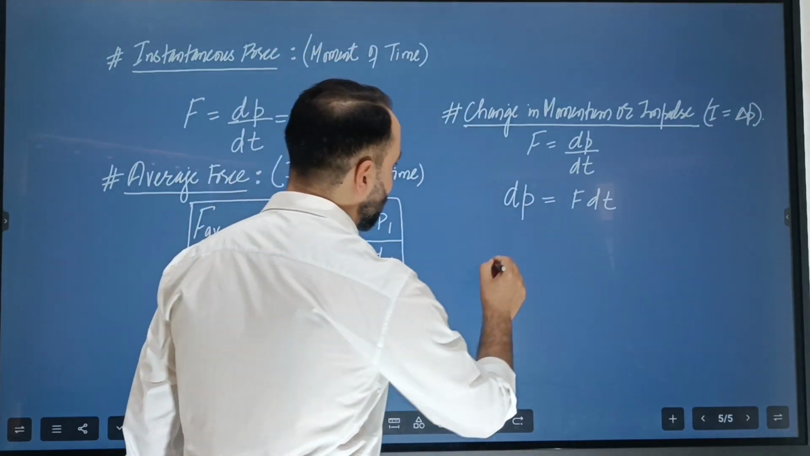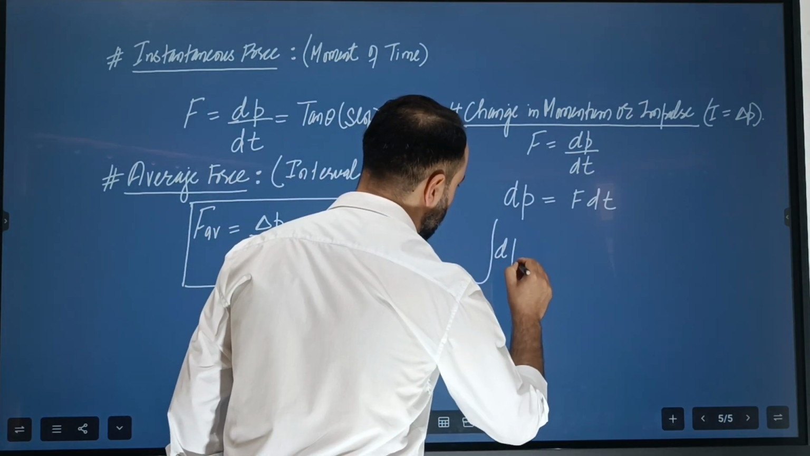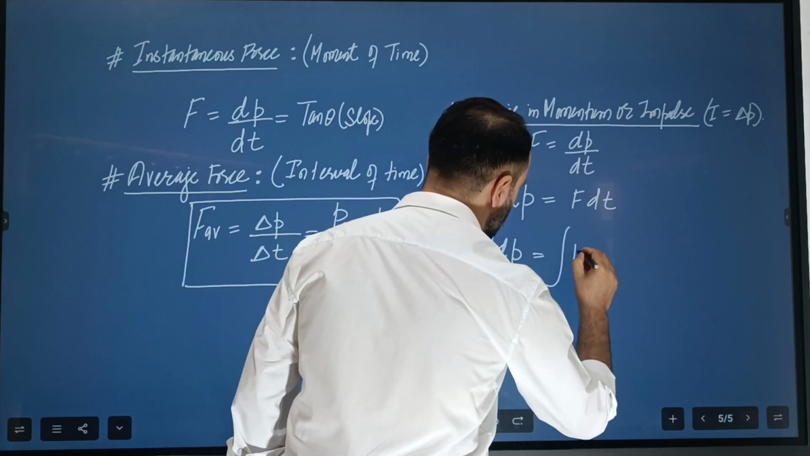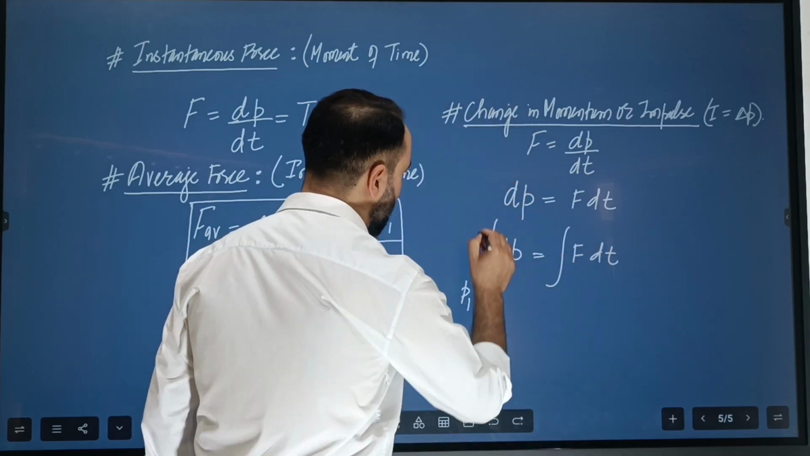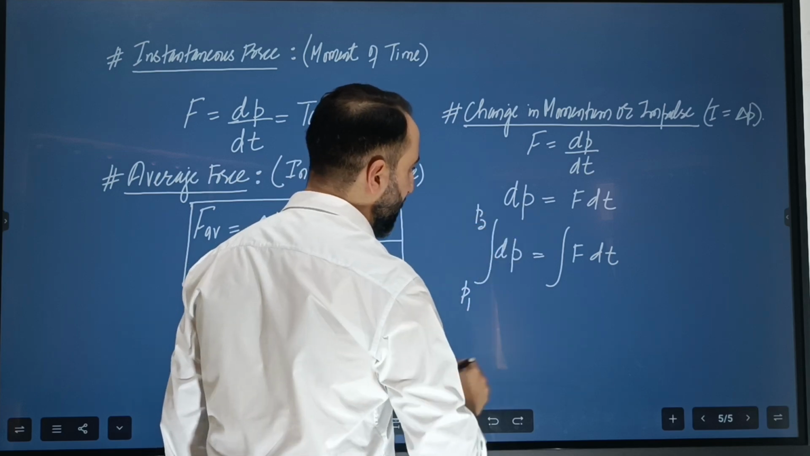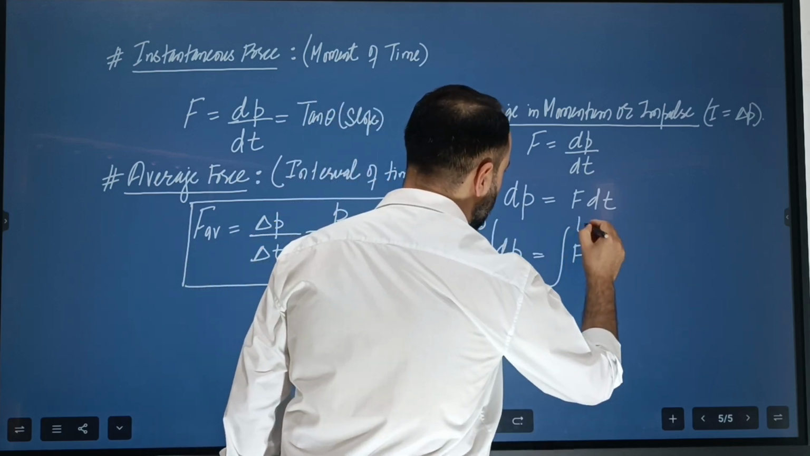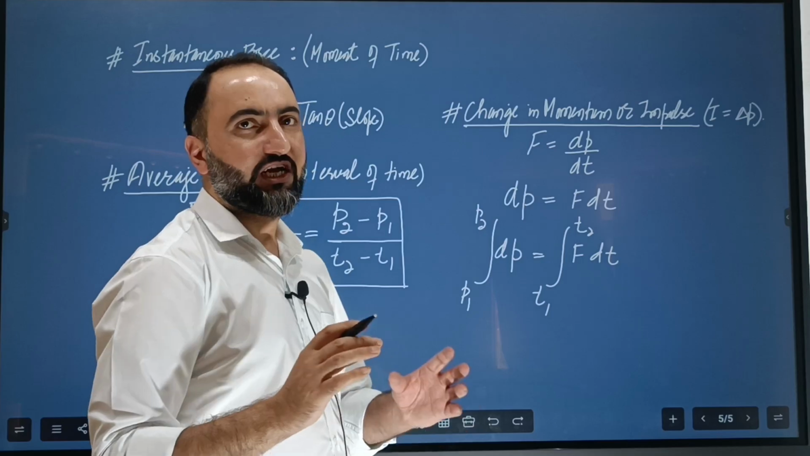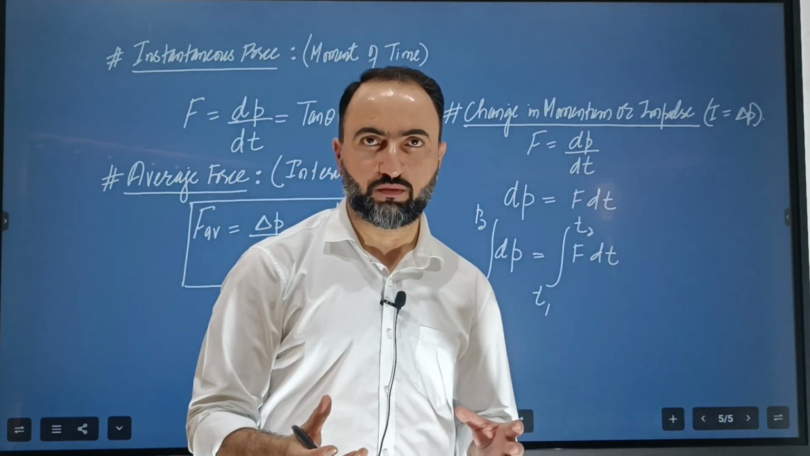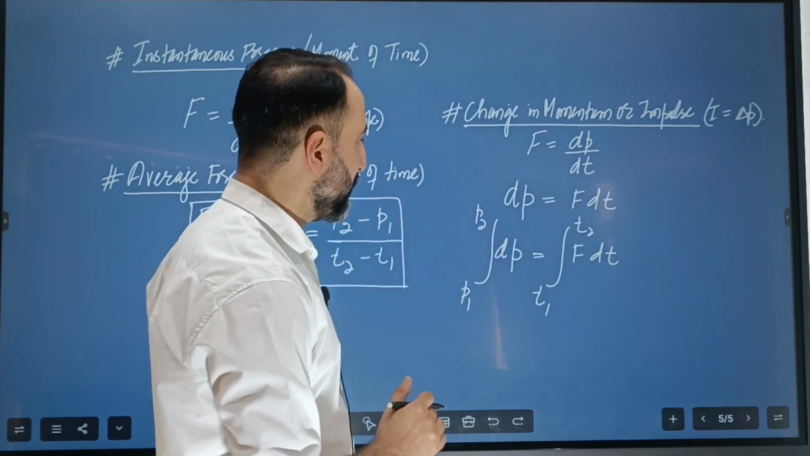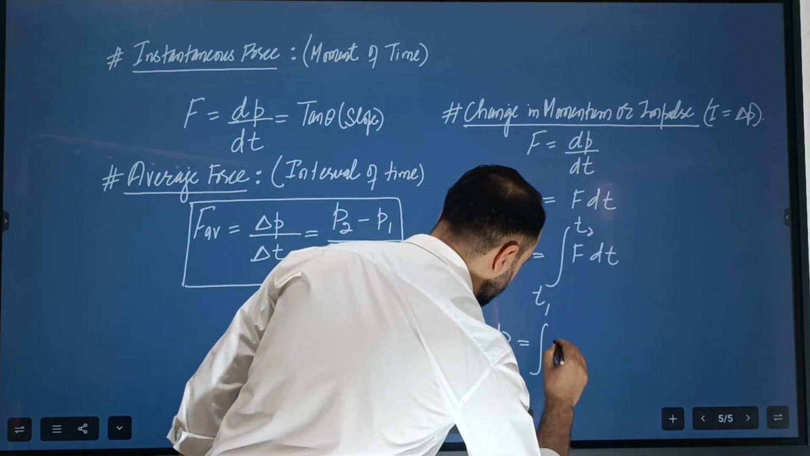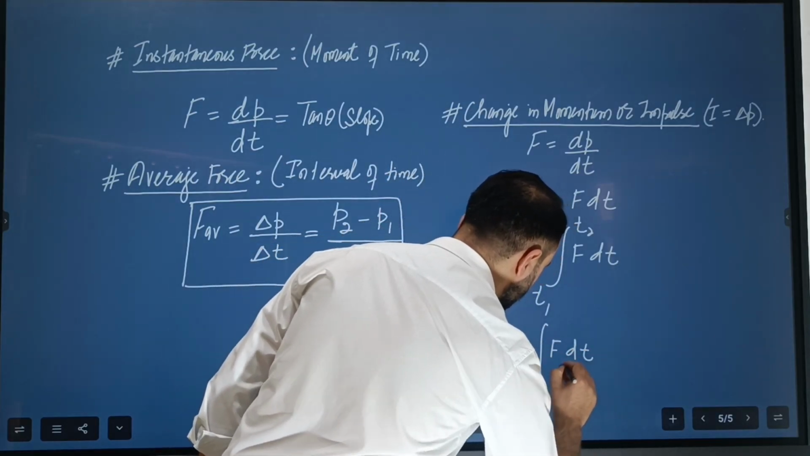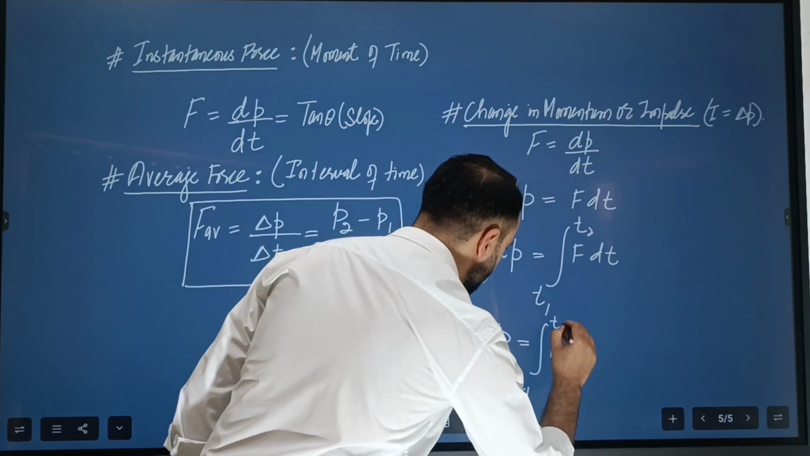Now what I will do next is that I will integrate both sides. Integration of dp, integration of F dt. Alright, lower limit is p1, upper limit is p2. Initial momentum, final momentum, t1, t2. Okay beta, integration of dp is simply equal to p, final momentum minus initial momentum, so that becomes delta p. And this is equal to integration of F dt. Limits are t1 to t2.